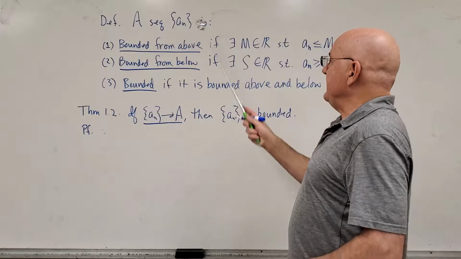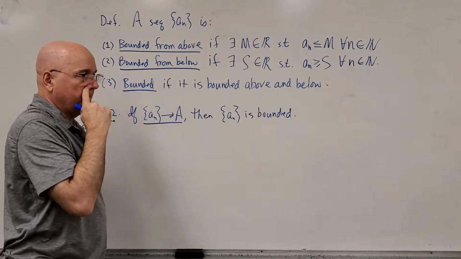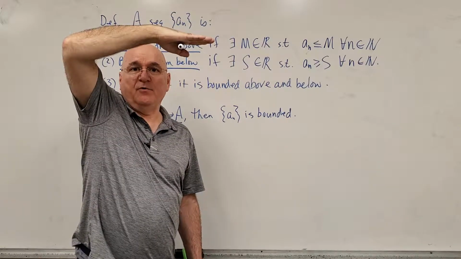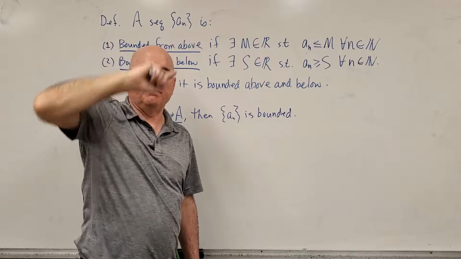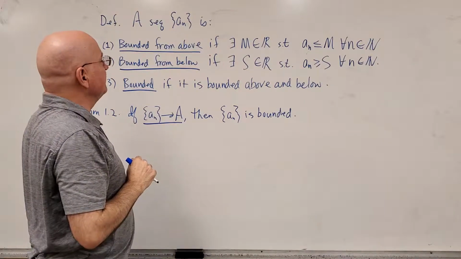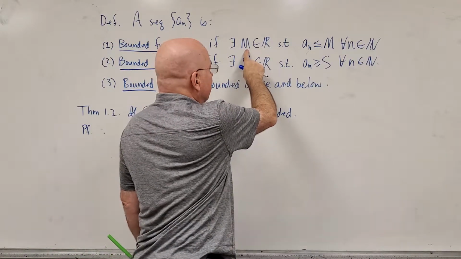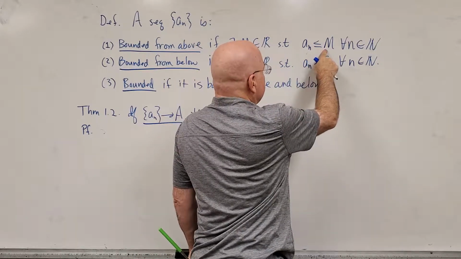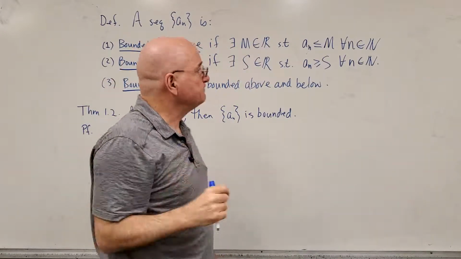A sequence a_n is bounded from above if there's a number above it that is greater than or equal to every single element in the sequence. So mathematically, using our symbols, it would be this. It's bounded from above if there's some real number M such that every element of the sequence is less than or equal to that number for all natural numbers.